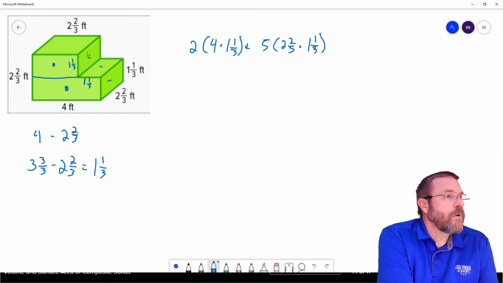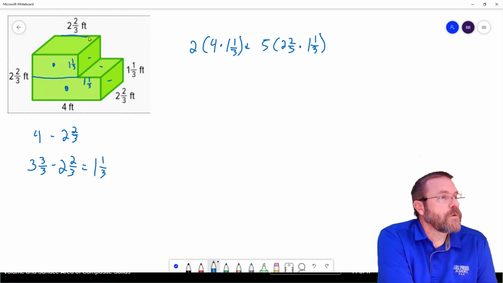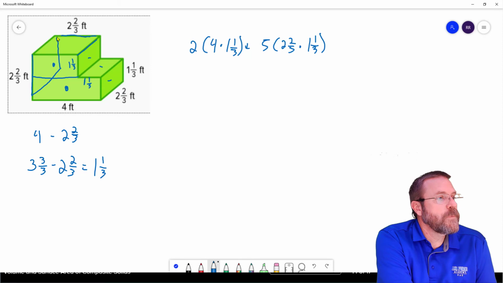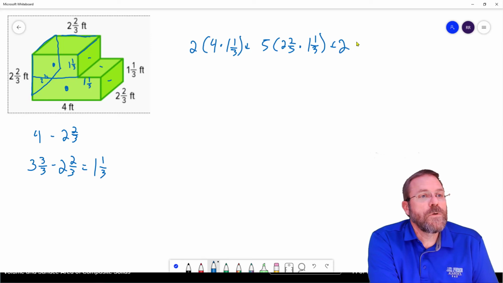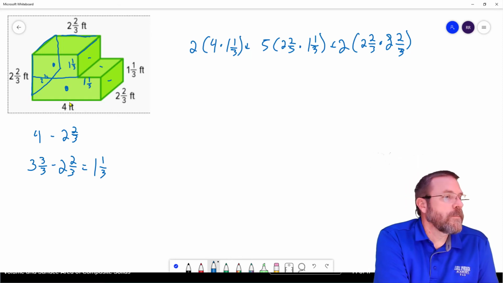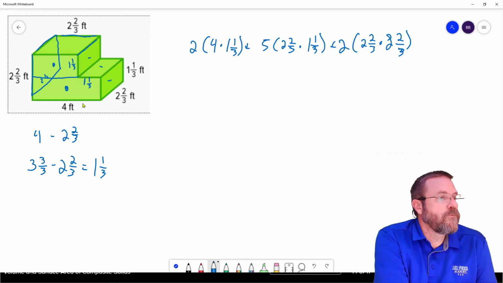So now I've taken out all of those pieces. Next, I have this piece right here, and what is it? It's going to be 2 2/3 this way and 2 2/3 that way, which incidentally is the same as the back piece. The back piece here is going to be 2 2/3 tall and 2 2/3 deep. If you were to draw it there, that's going to be 2 2/3 there. So I've got two pieces that are 2 2/3 by 2 2/3. I'm going to put 2 2/3 times 2 2/3. And now all that's left for me to find is the bottom piece. The bottom piece is 4 across and 2 2/3 that direction.